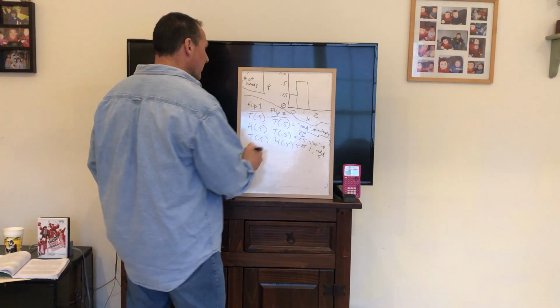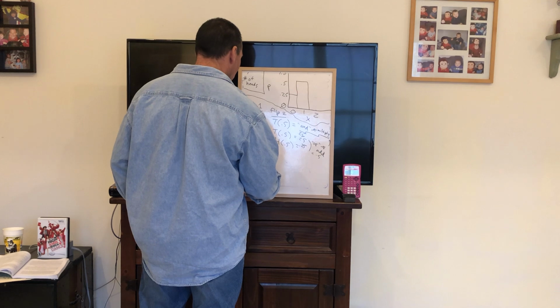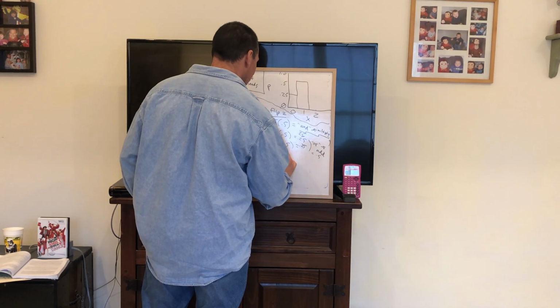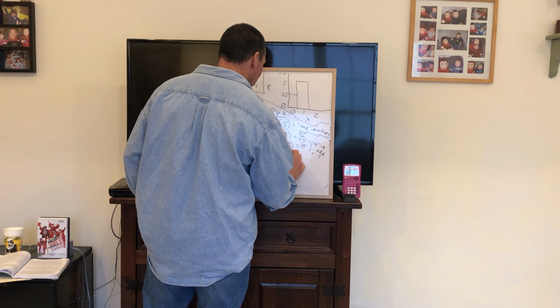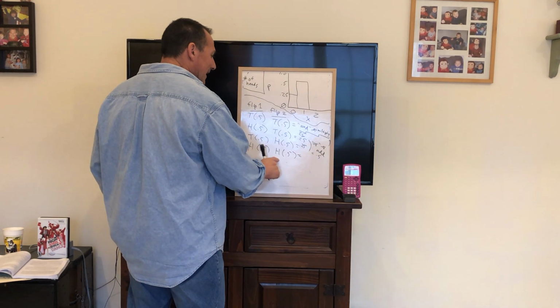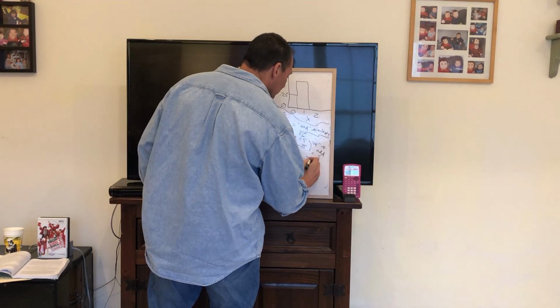And then finally, this possibility of getting 2 heads, I'd have to get a head at time 1, which is 0.5. I'd have to get a head at time 2, which is 0.5. That means I'd have to get this and this. Remember, and is multiply, so that's 0.25.